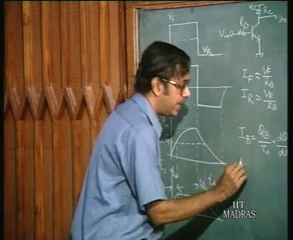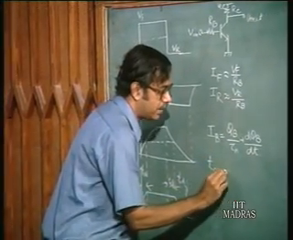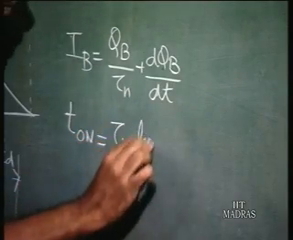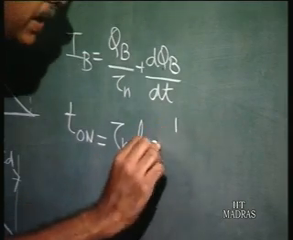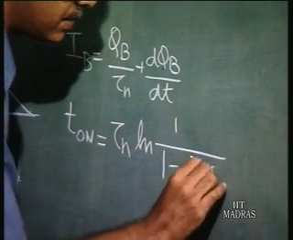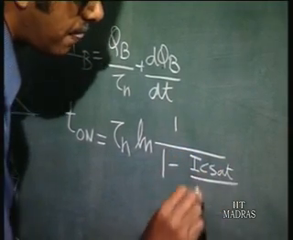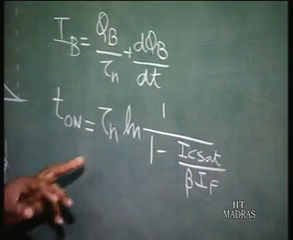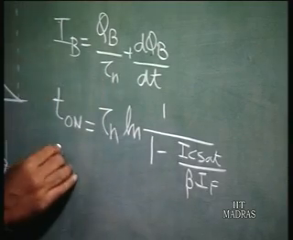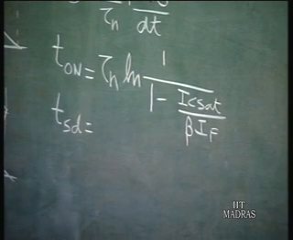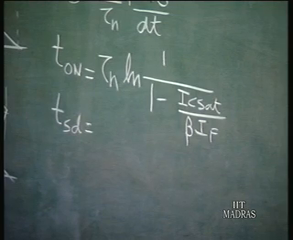So, you have the various relations. T on, we have already seen that relation: tau n ln of 1 by 1 minus IC sat by beta into IF. So, this is the time required for the transistor to turn on. Then you have the storage delay time. That is basically what you do: you solve this equation, we have already done that, and then you see what time it requires to go to these values.